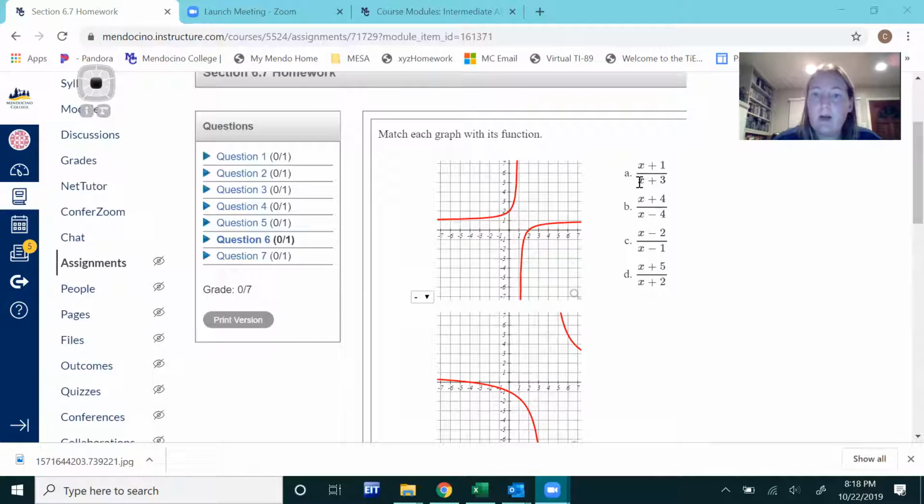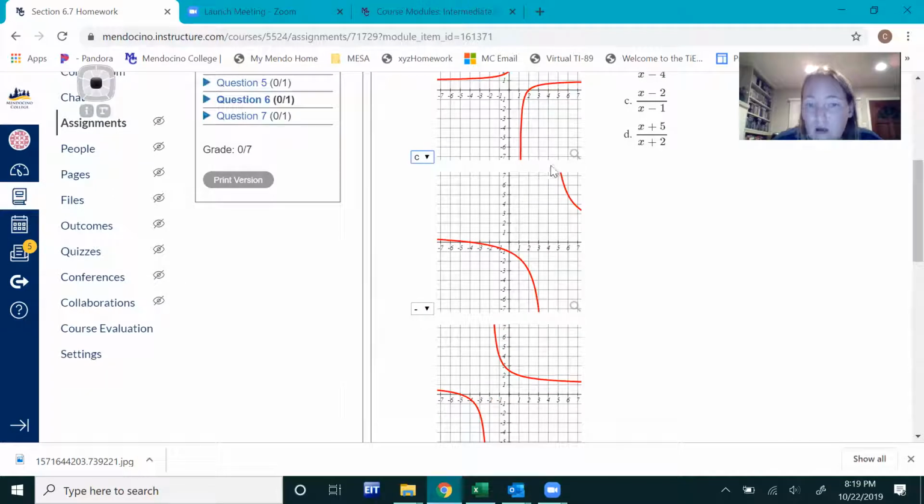Okay, so here again, it's all about the denominator. So the vertical asymptote for this one would be going through -3, this one +4, this one 1, this one -2. So this one has an asymptote at 1, so that's why we want this one. It's undefined when x is 1. We can't have the curve go through it.